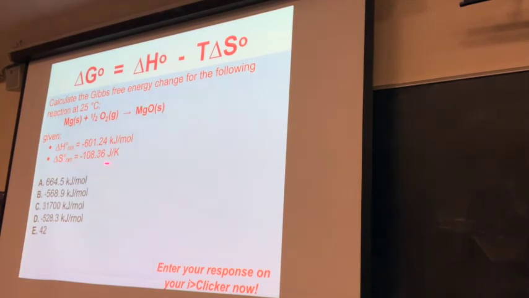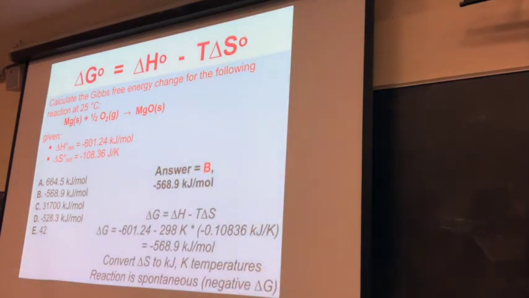If we do that, do we take this number, do we divide by 1,000 to turn it into kilojoules, or do we multiply by 1,000? Divide, good. You want to divide by 1,000 to turn it into kilojoules. This would be minus 0.10836 kilojoules. So this number goes right into there. Divide this by 1,000 and multiply by 298. If you do all this, delta G comes out to be negative 568.9 kilojoules per mole.